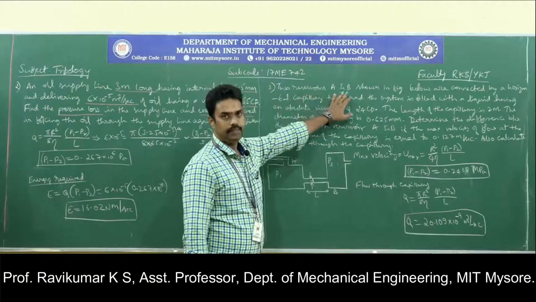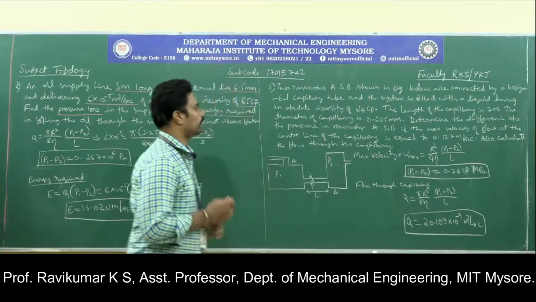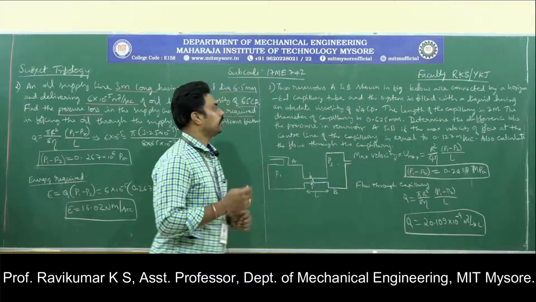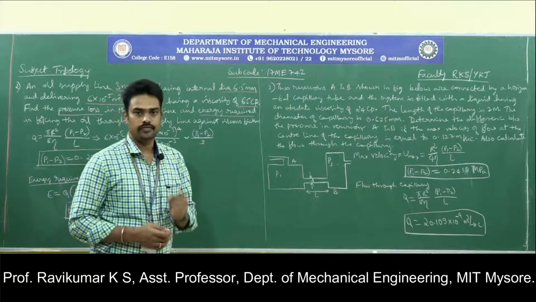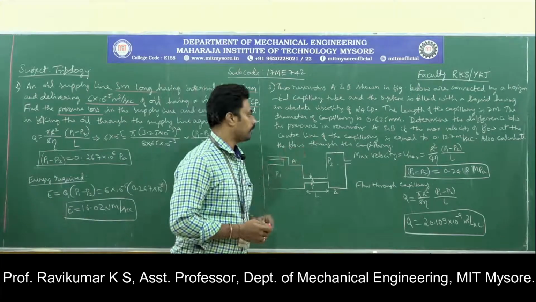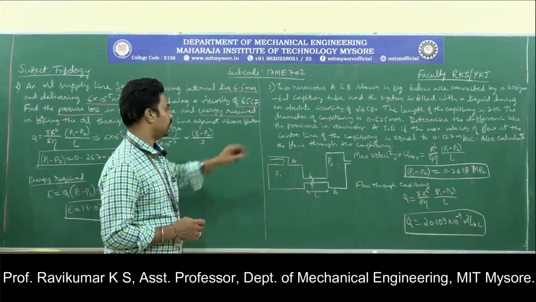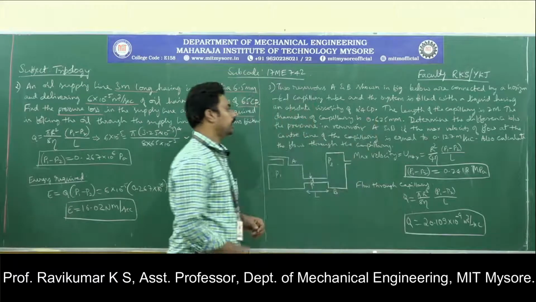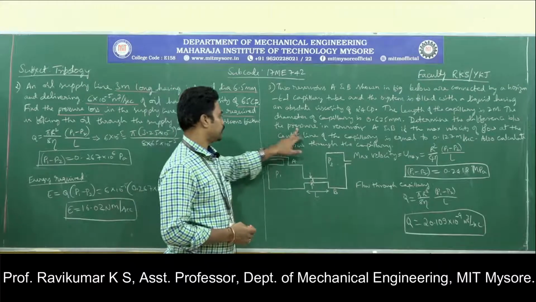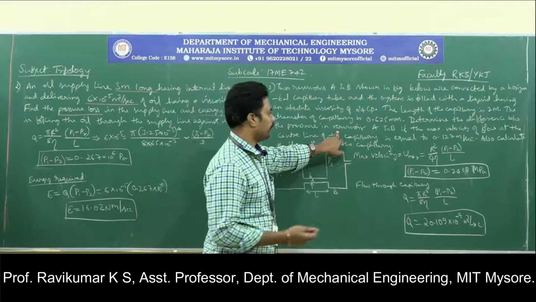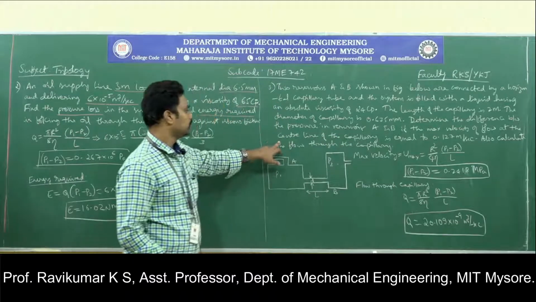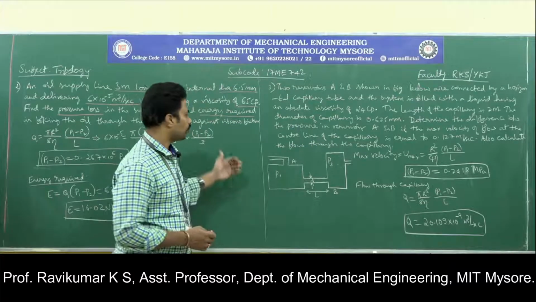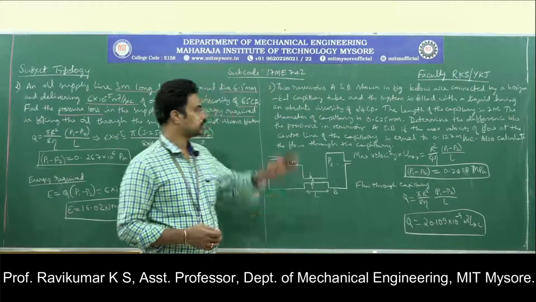Two reservoirs A and B shown in the figure below are connected by a horizontal capillary tube, and the system is filled with a liquid having an absolute viscosity of 24 centipoise. The length of the capillary is 2 meter. The diameter of the capillary is 0.635 mm. Determine the difference between the pressures in reservoirs A and B if the maximum velocity of the flow at the center line of the capillary is equal to 0.123 meter per second. Also calculate the flow through the capillary. So this is the problem given.